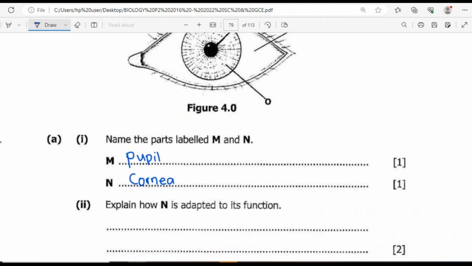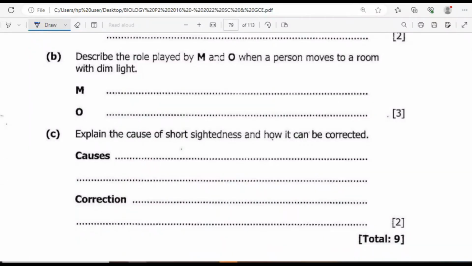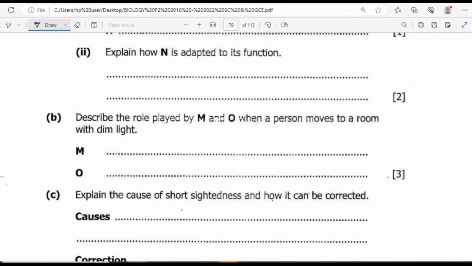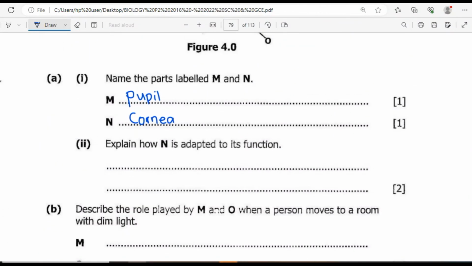Then explain how N is adapted to its function. So if you look at the cornea, we are looking at the refraction of light. So we'll say its adaptation is all about the transparency and the way it is made. It is made from a tough fibrous material, and because of that it helps light to bend so that we may have a clear picture.